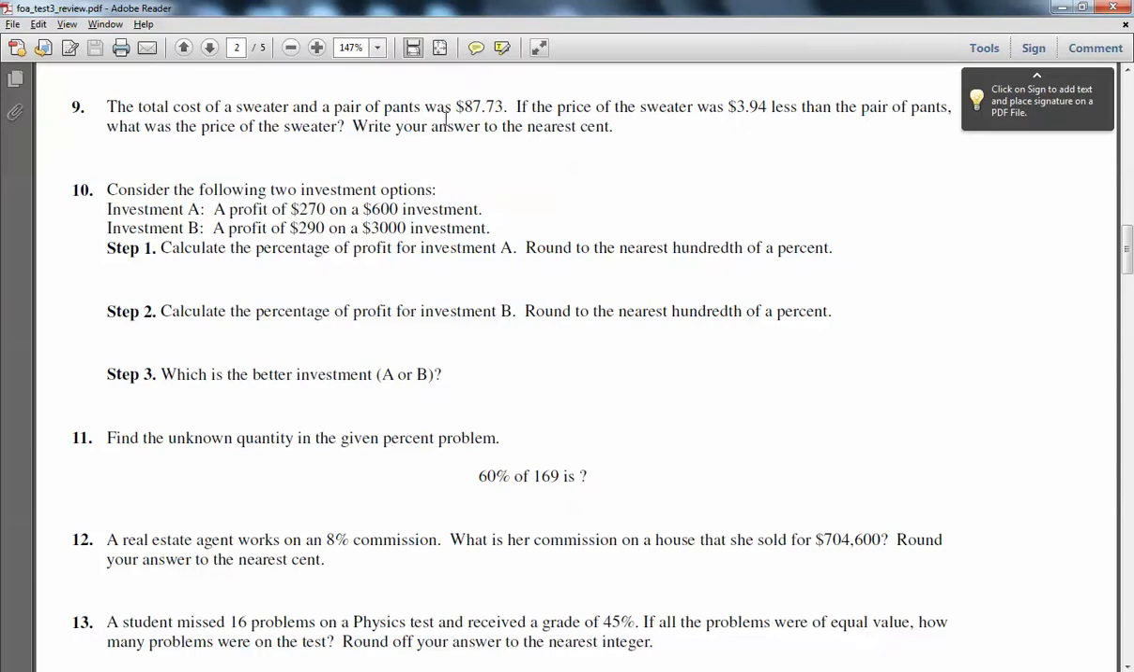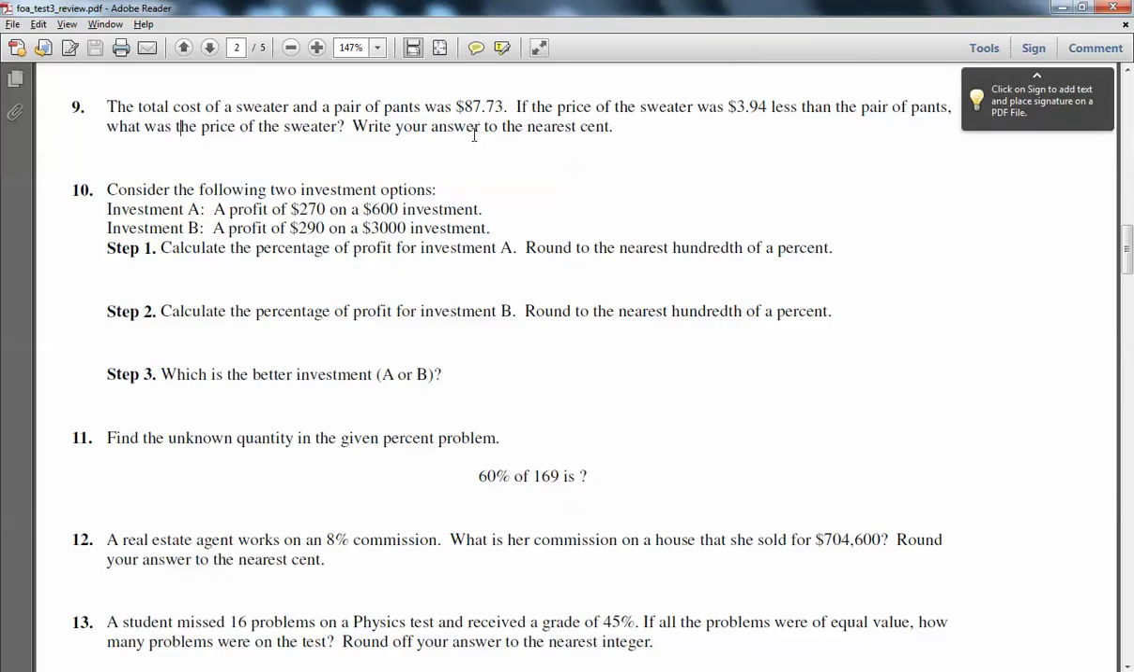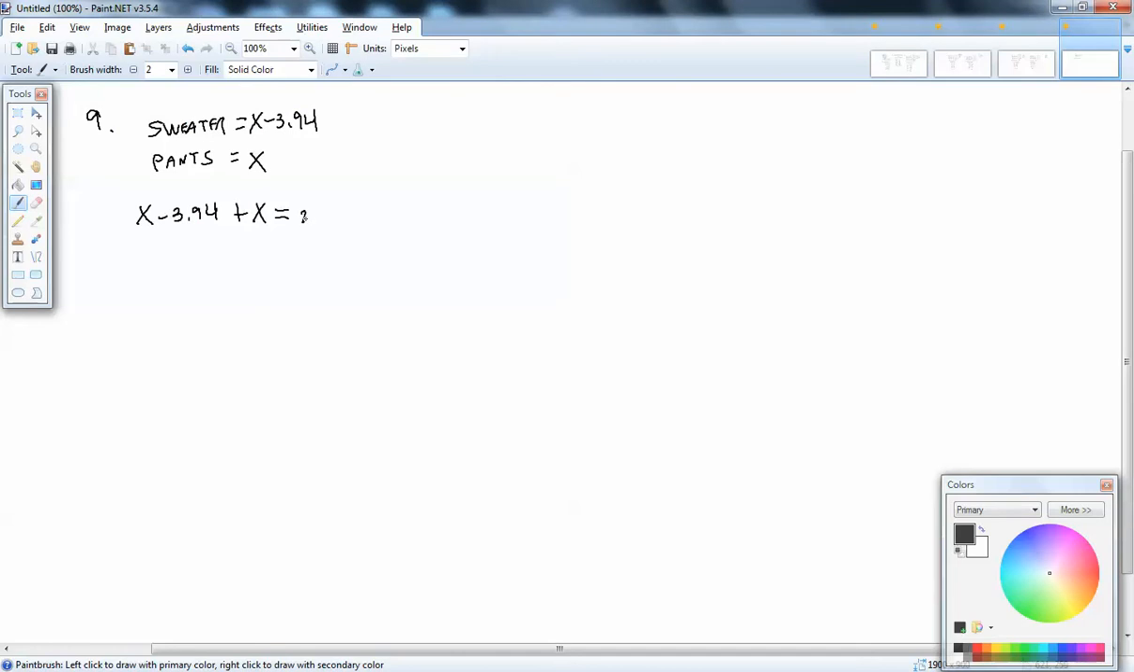Now total, those add up to $87.73. So I'm going to take my sweater plus my pants. So we've got x minus 3.94 plus x is going to give us our total, which is $87.73. Okay, combine like terms. x plus x is 2x minus 3.94 equals 87.73.